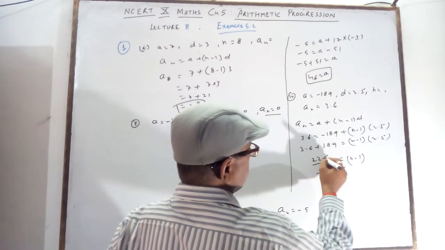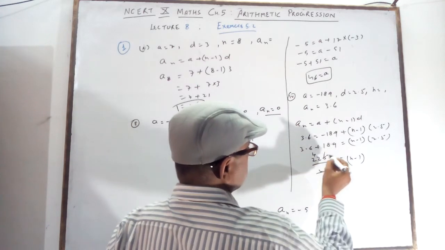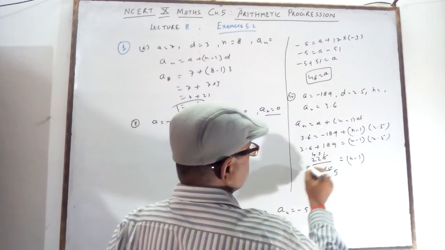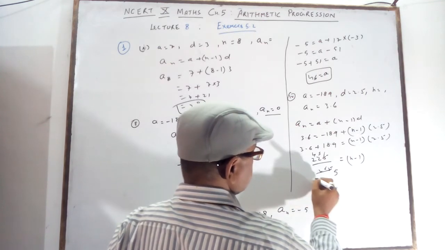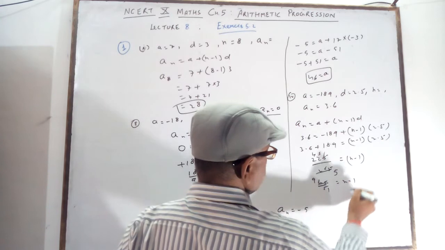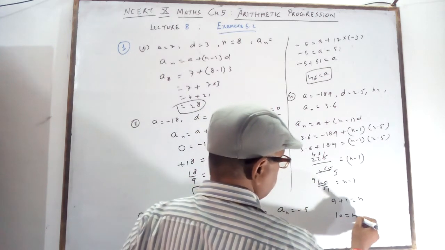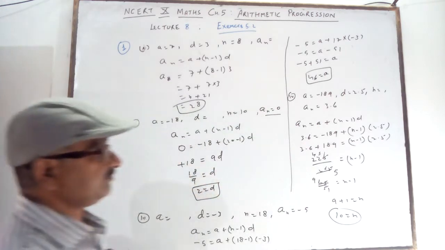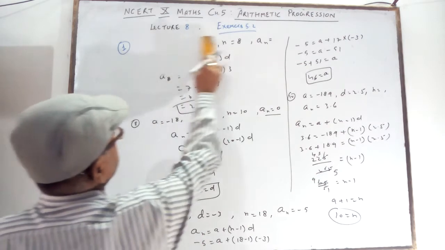25, 5 point is removed, 5 5s are 25, 5 4s are 20, 5 5s are 25. So 45 by 5, it will be cancelled, and 9 you will get, n minus 1. So 9 plus 1 is equal to n, therefore 10. How many numbers? What is the value of this? 10 you are getting. Fourth, then fifth part we'll see.